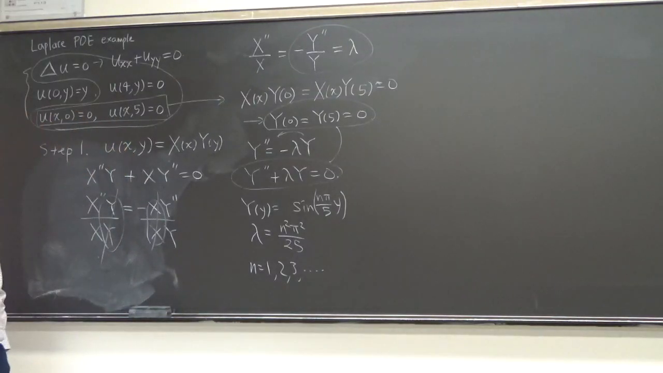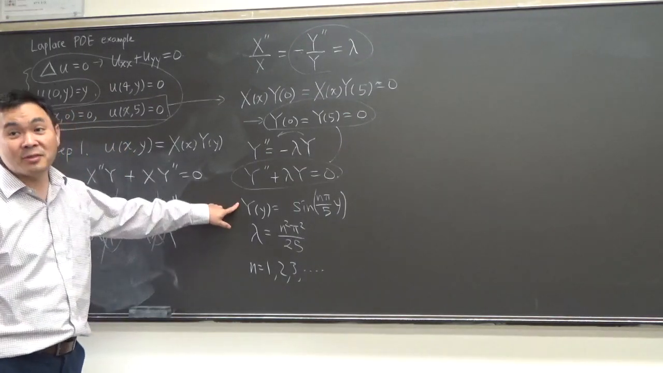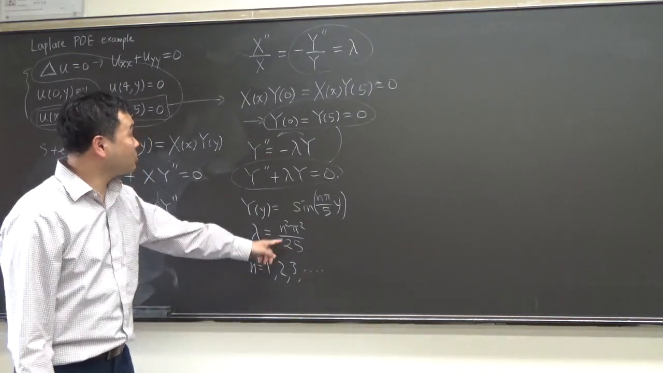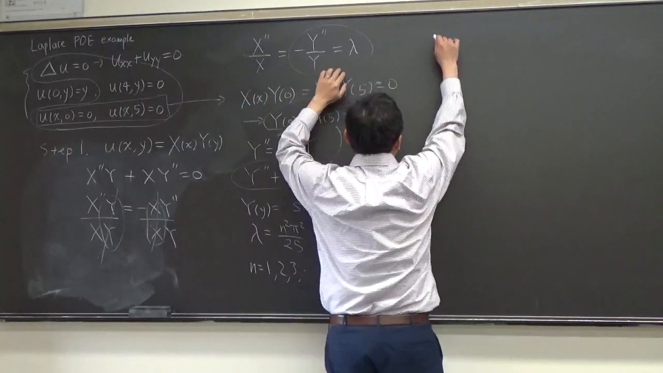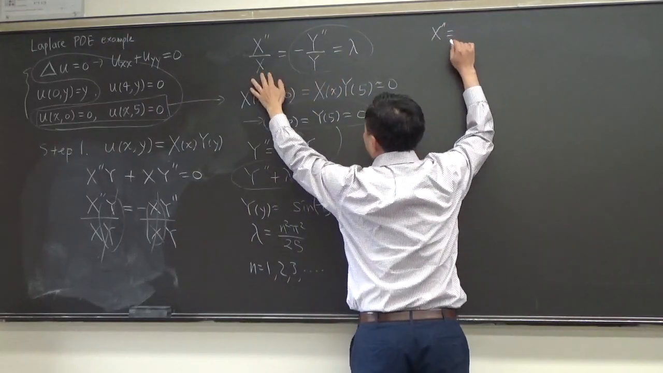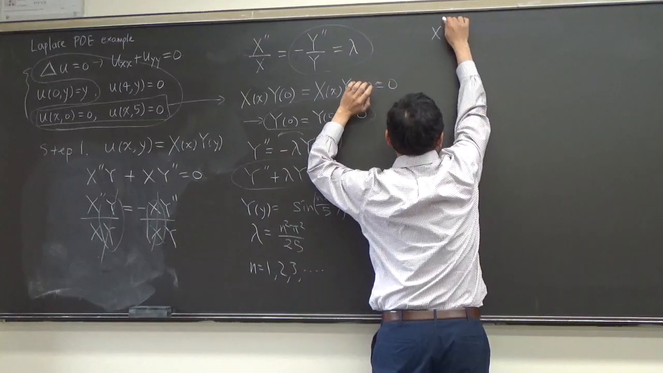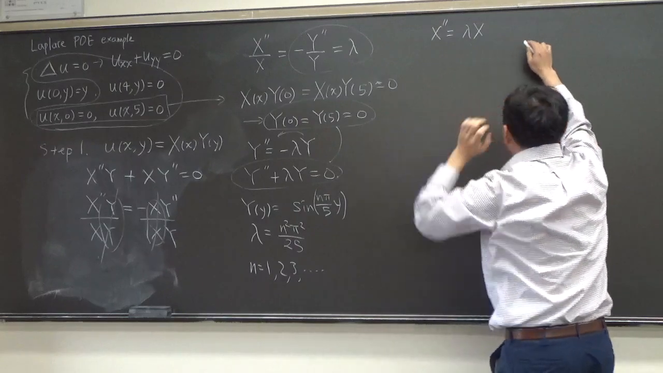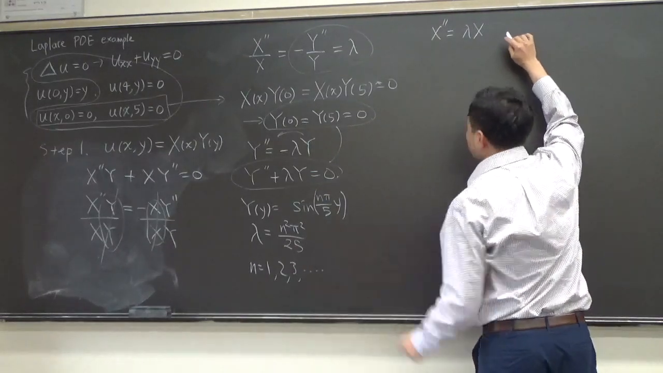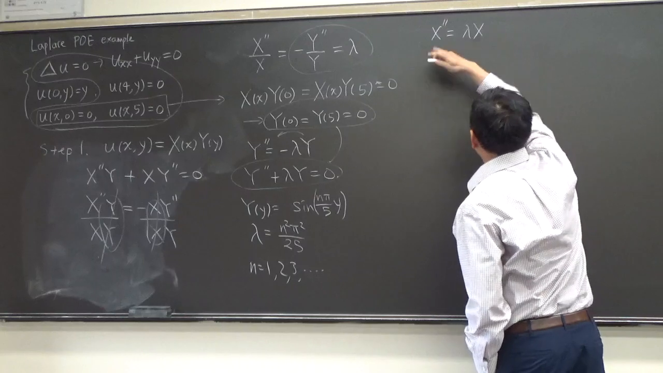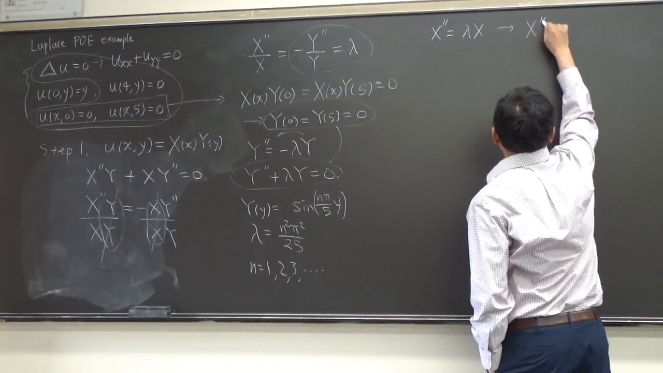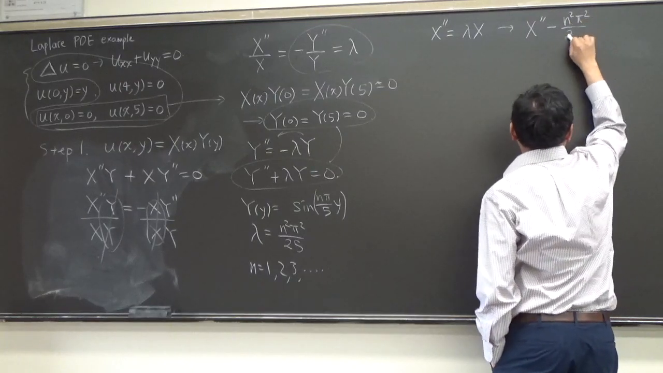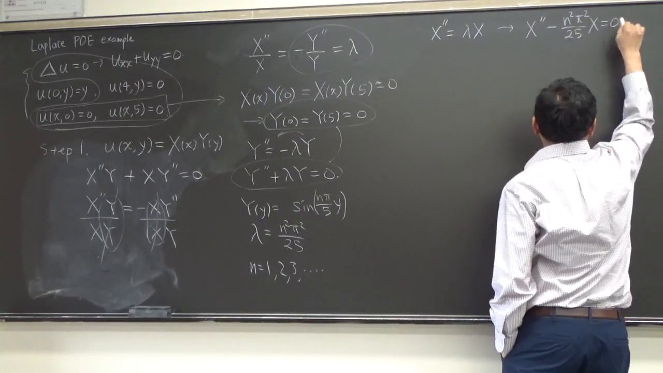So, in fact, you don't get a single solution, you get infinitely many solutions. Now, since we got the values for lambda, let's plug that back in and solve for x. So, X double prime equals lambda times X. And then, if I replace lambda by n squared pi squared over 25 and move it to the left side, you get X double prime minus n squared pi squared over 25 X equal to 0.